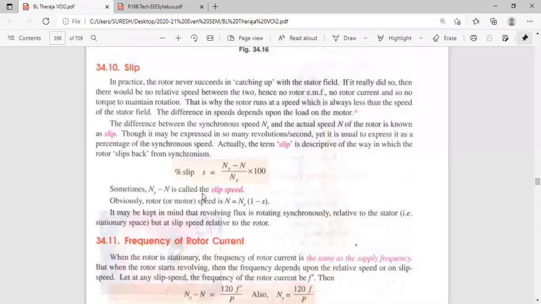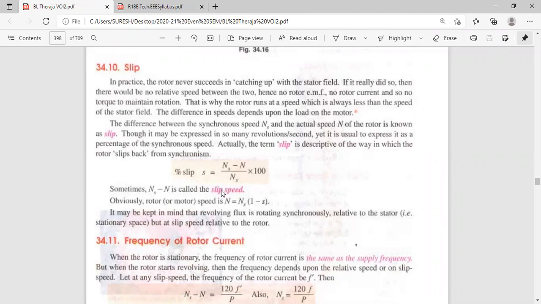Okay, write down. Then what is the slip speed? Suppose ns is 1500 rpm, n is 1400 rpm. What is the difference? 1500 minus 1400 is 100 rpm. So write down the slip speed formula: slip speed is ns minus n.